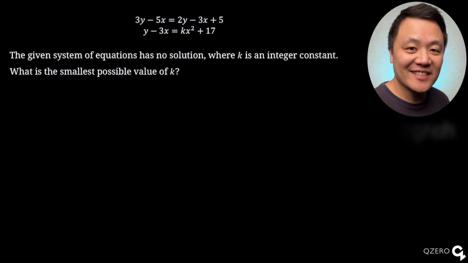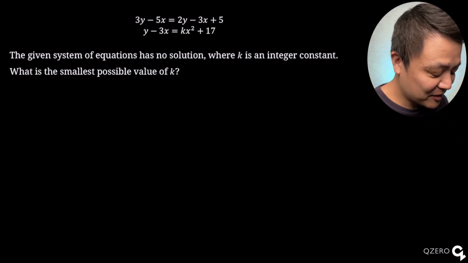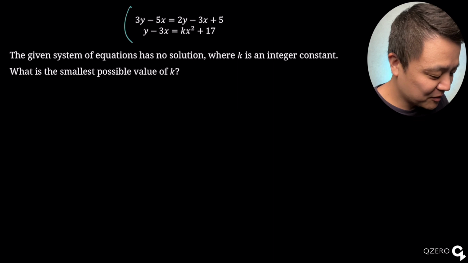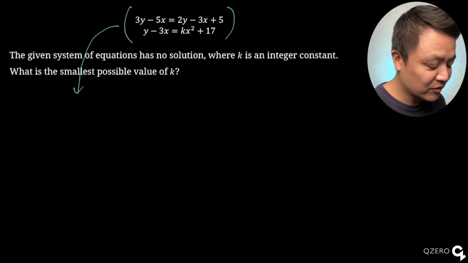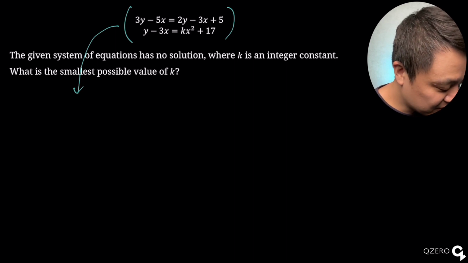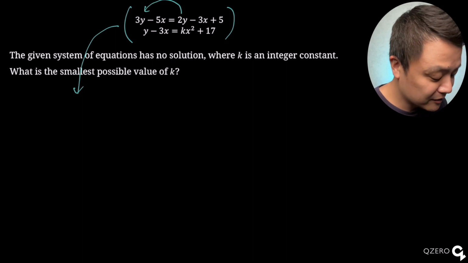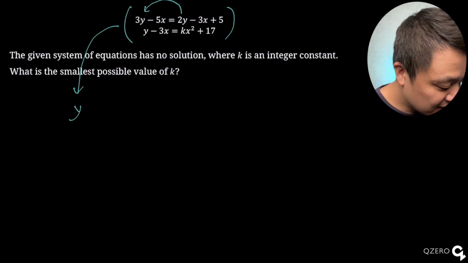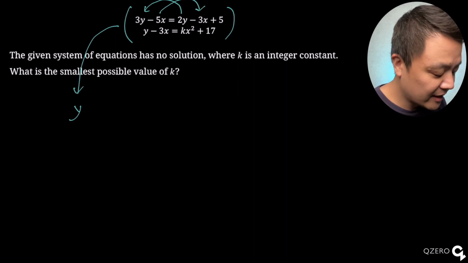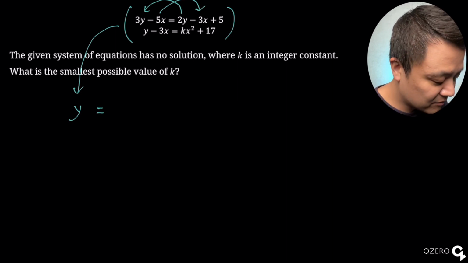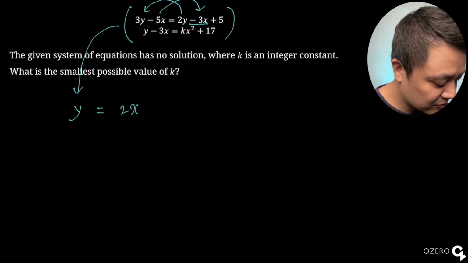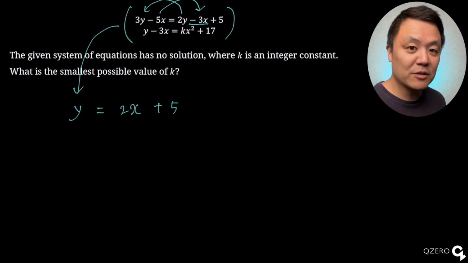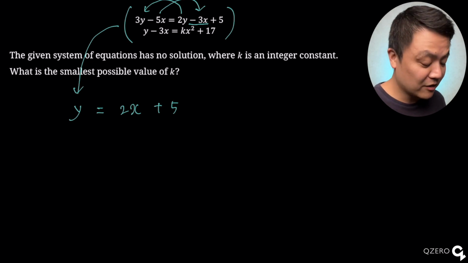Let's solve this question. In this question we have a system of equations, but since these equations look kind of ugly, why don't we just isolate y from each equation. So first equation, I'm just gonna move this 2y to the left hand side. So we have 3y minus 2y, which is just y, and I'm just gonna move that negative 5x thing to the right hand side. Then on the right hand side we have negative 3x and plus 5x, that is positive 2x, and we have 5. We isolated y from the first equation. Now it looks way better.